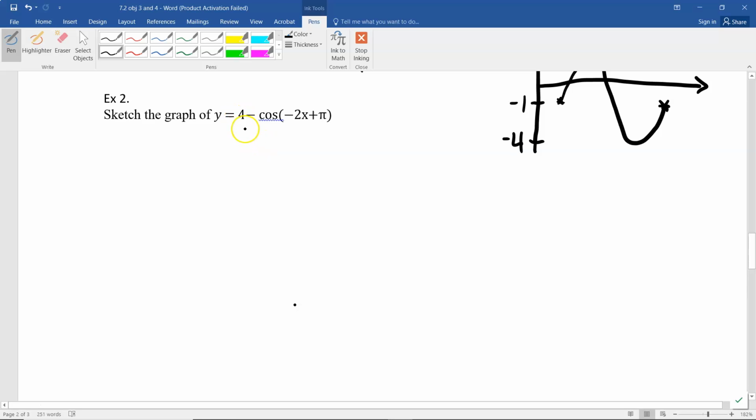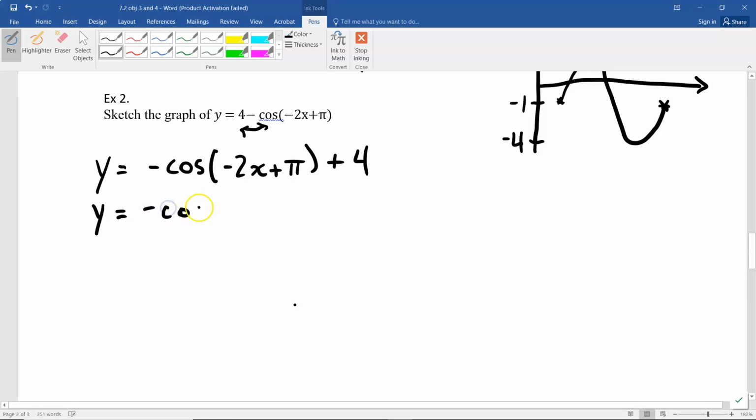And all we do is just swap these. So instead of having 4 minus cosine, we're going to have negative cosine plus 4. So we have negative cosine of minus 2x plus pi plus 4. So all we did was flip their order. Nothing too crazy. And then we want to factor out this negative 2. So again, minus cosine, negative 2x. We divide this pi by negative 2, which gives us negative pi over 2. We still have plus 4.